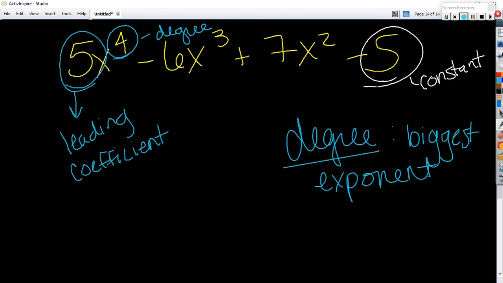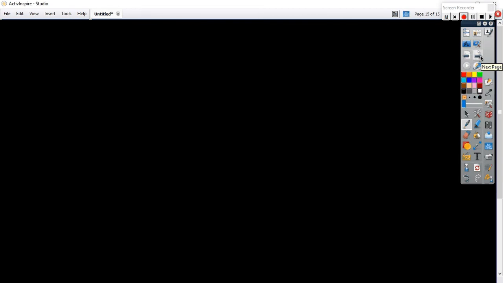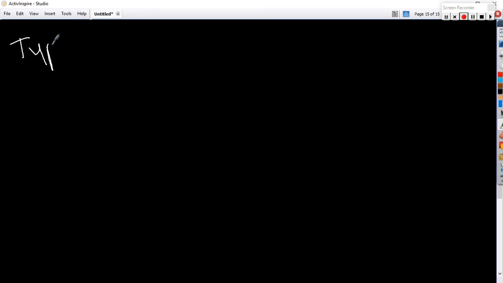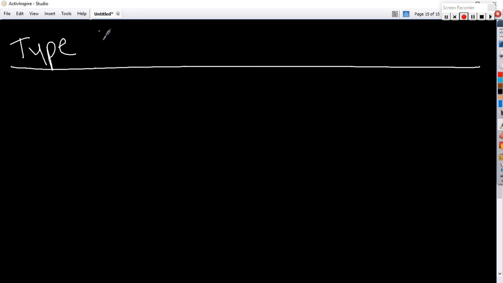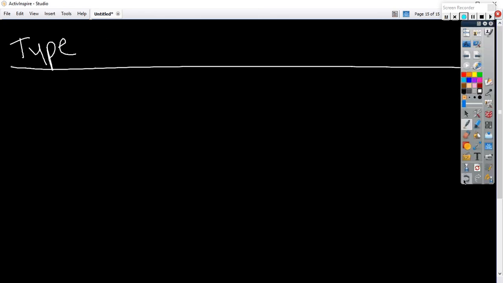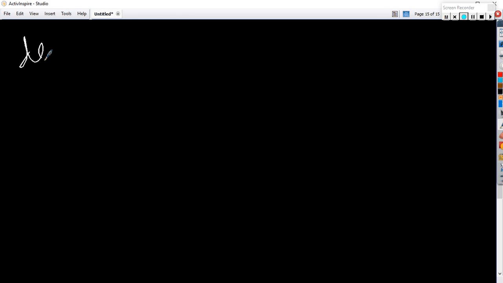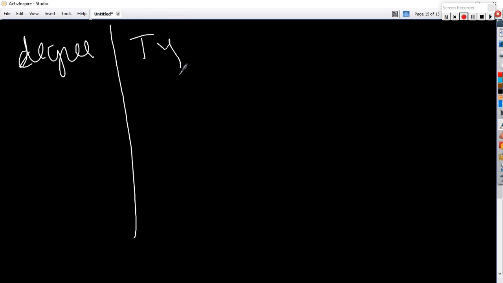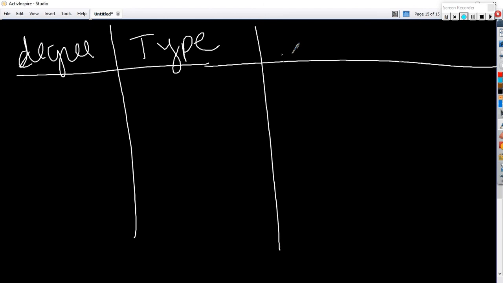All right, so we're going to make a little table. Actually, make this first column degree. Then we'll talk about the type or the name. And then we'll do an example of what it looks like. All right, so we're going to start at 0.